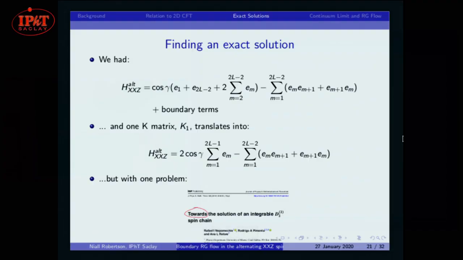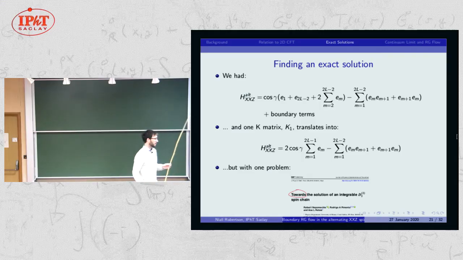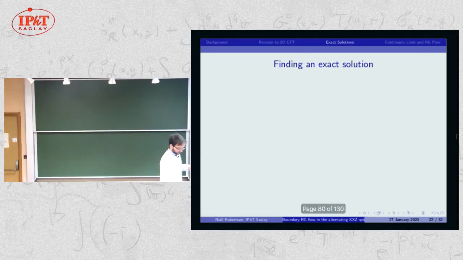So we have this exactly solvable open Hamiltonian with one problem, that is that we don't have the exact solution, even though we know that it's exactly solvable. So again, Raphael Nepomechie and collaborators tried to find a solution for this model, but found a Bethe-Ansatz solution that only gave half of the spectrum. So there's something missing, but we would hope that with this additional information, that this chain can be written in terms of these Temperley-Lieb generators, maybe we can find this exact solution. So how can we do that?